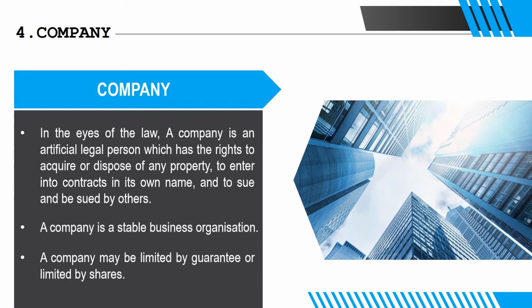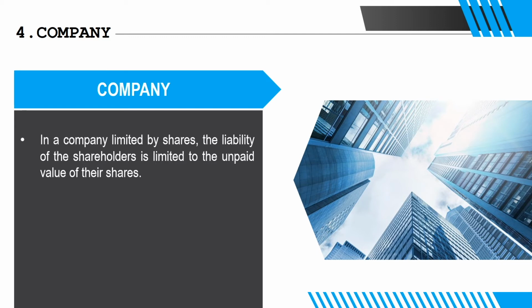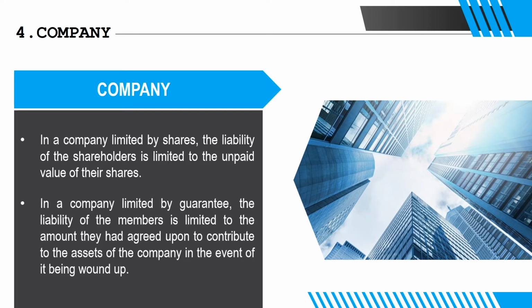A company may be limited by guarantee or limited by shares. In a company limited by shares, the liability of the shareholders is limited to the unpaid value of their shares. In a company limited by guarantee, the liability of the members is limited to the amount they had agreed to contribute to the assets of the company in the event of the company getting wound up.